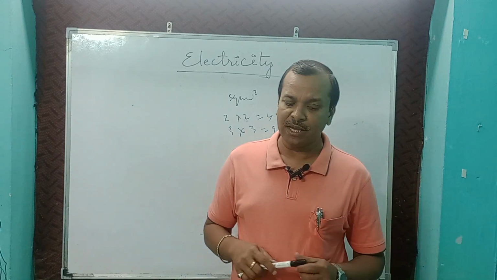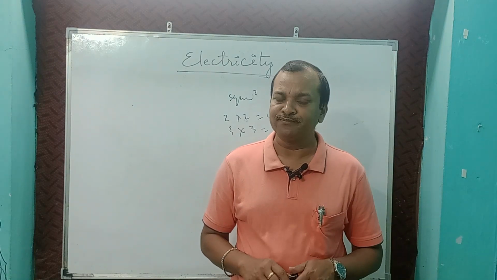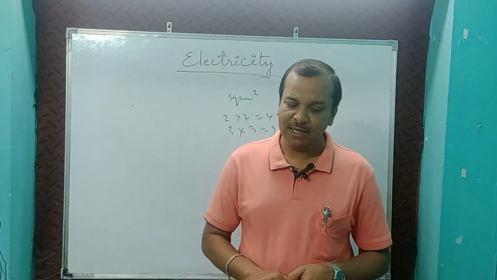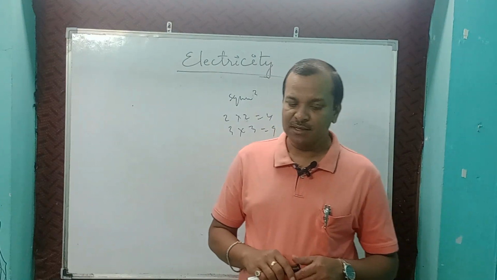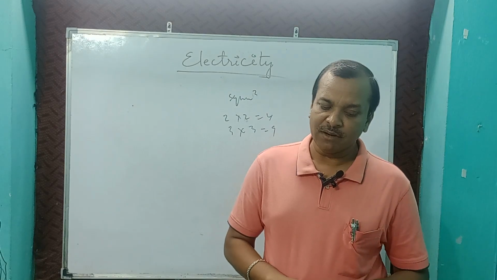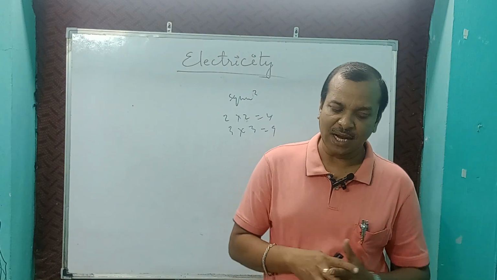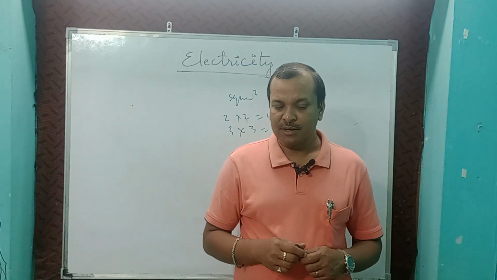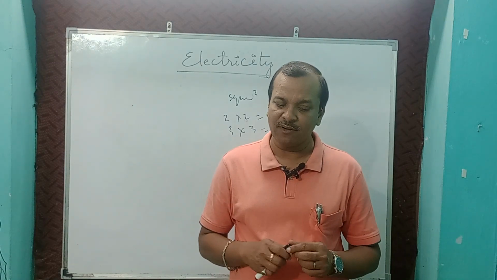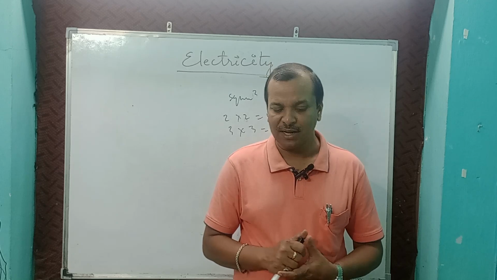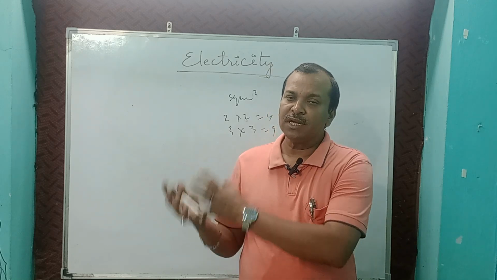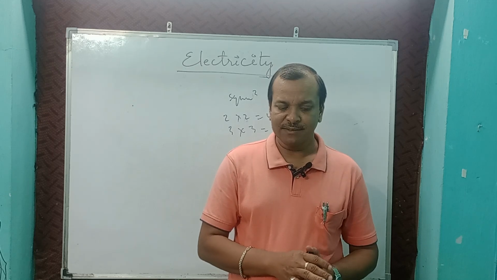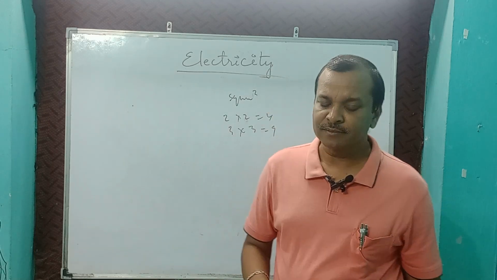That means if we use a wire of nichrome, having more resistance, it produces more heat. If we use a conductor like copper, it will produce less heat. Third one is that it is directly proportional to the time for which the current flows through the resistor. If time increases, heat also increases. If time decreases, heat also decreases. Clear?